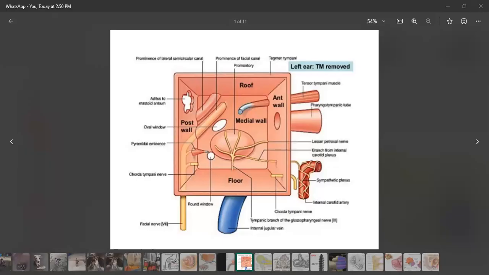Okay, so these are the three bones, the malleus, incus, and the stapes. So here we said that the stapes closes the round window. Okay, so that's this.